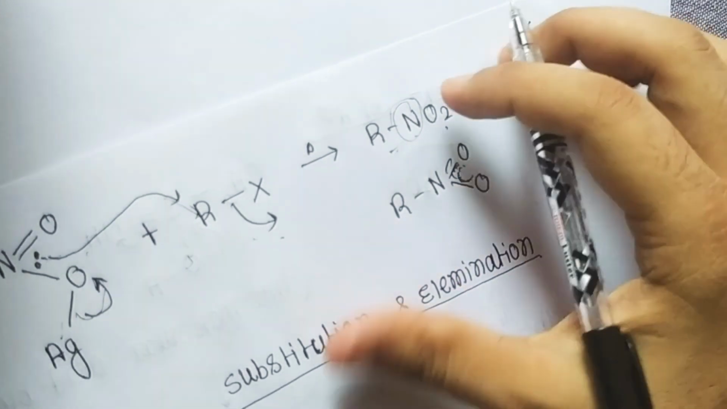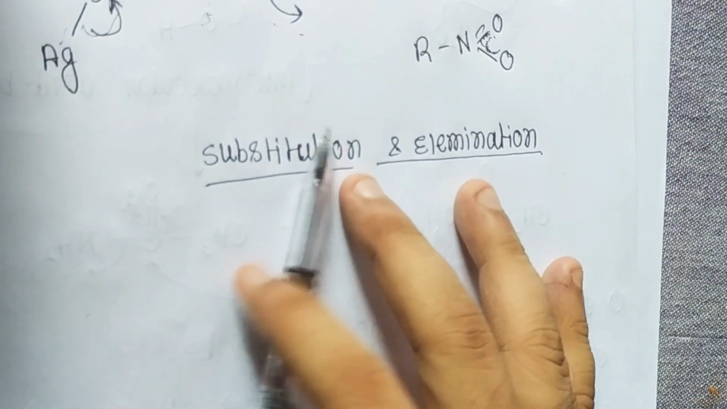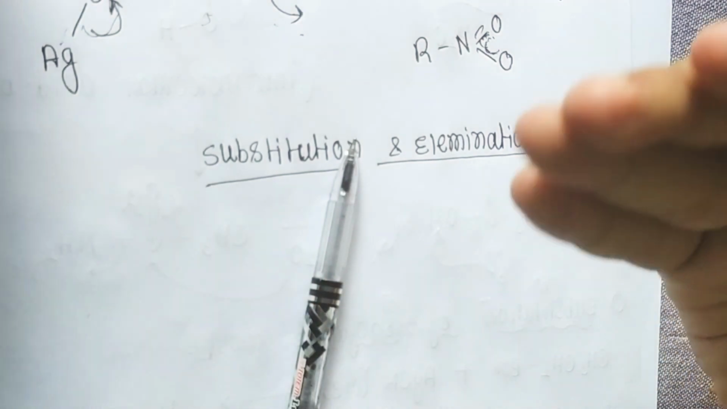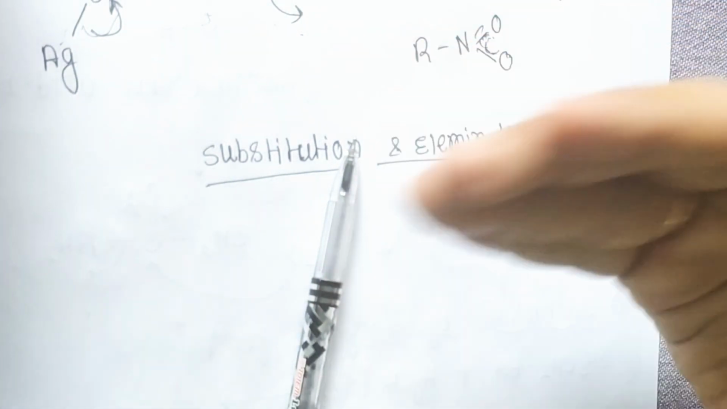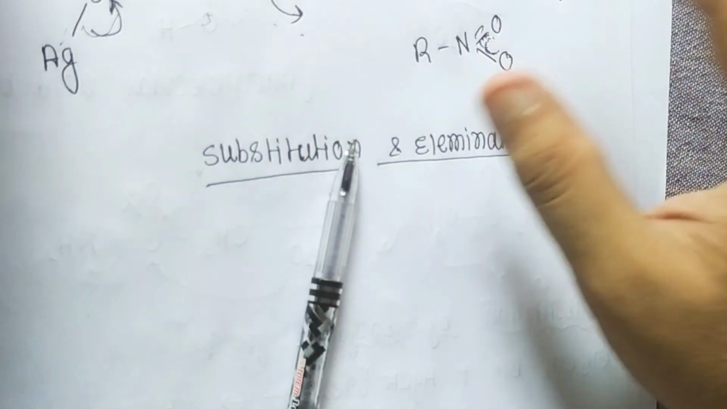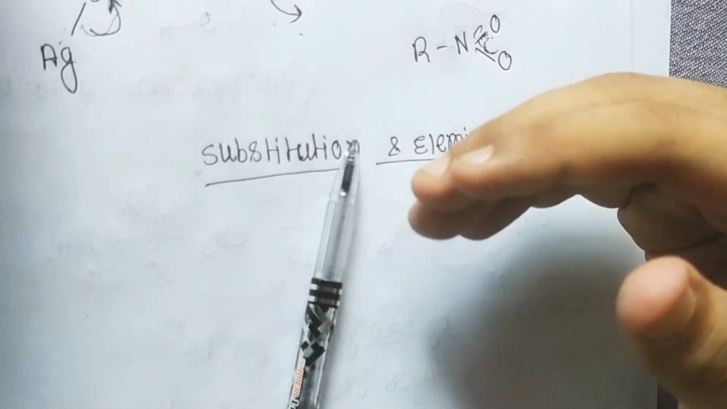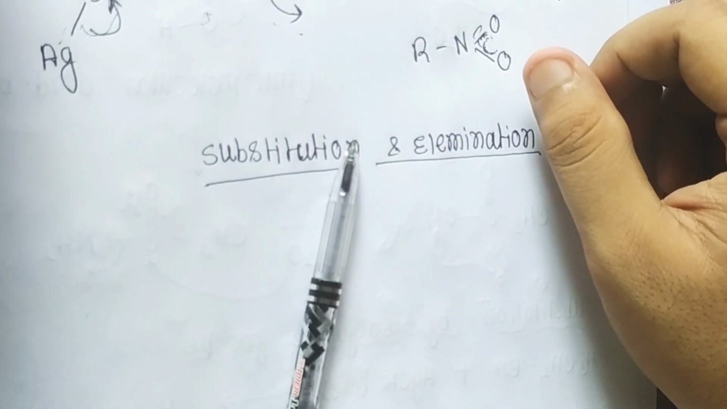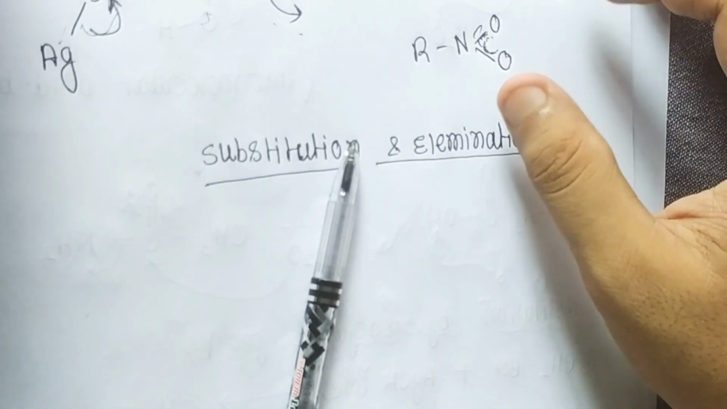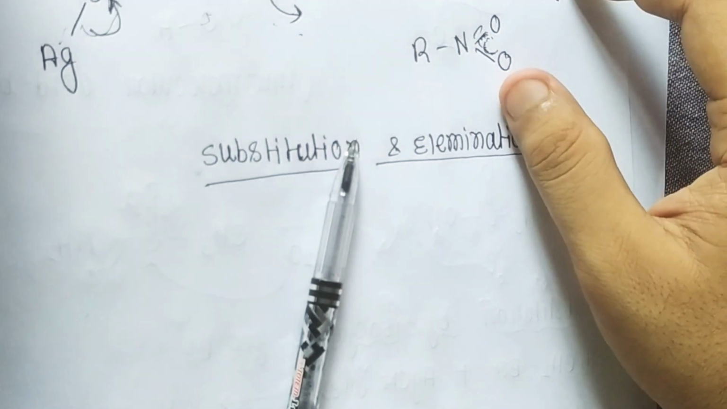Okay, so that's all for today. In the next class, we will discuss substitution and elimination reactions, like the mechanisms of SN1, SN2, and the mechanisms of E1, E2. We have already learned about them, the SN1, SN2, but still I'm going to discuss them in detail in the next video. Okay. So stay tuned, watch the videos, and try to read these things clearly at home. Okay.